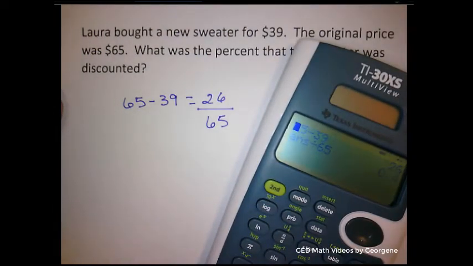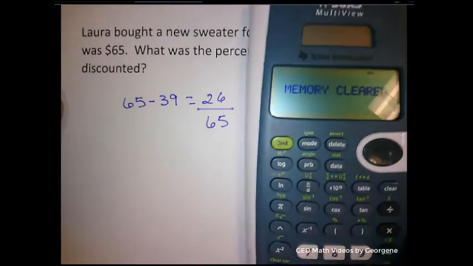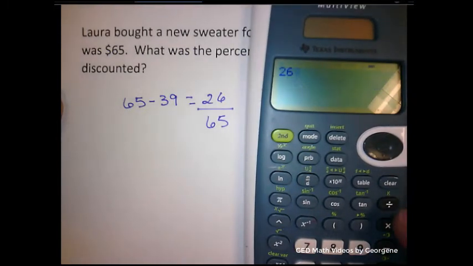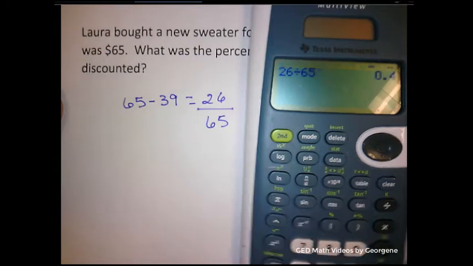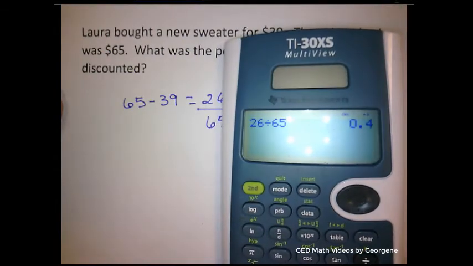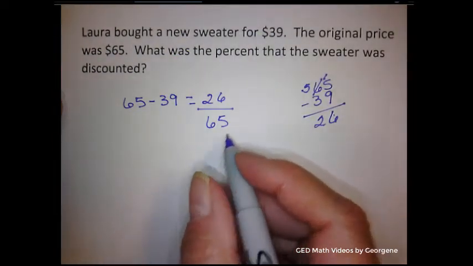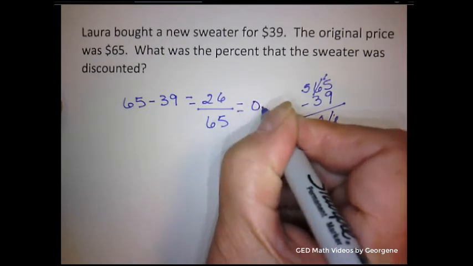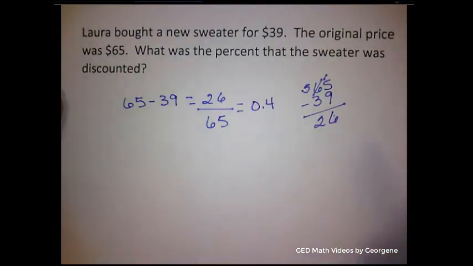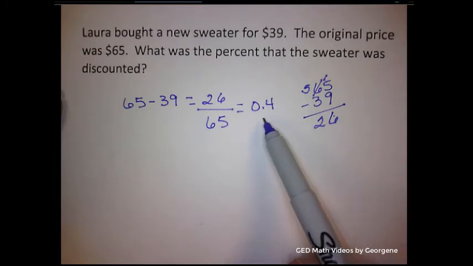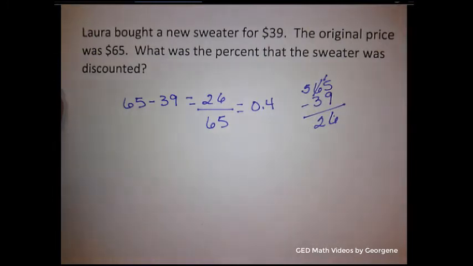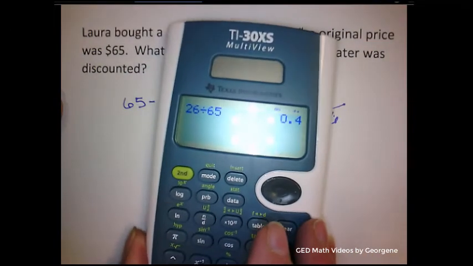Let's clear that off here. And let's take 26 and let's divide that by 65. And you'll notice that what we get is 0.4. Now there are a couple of things I want you to take note of, and I'm just going to put the 0.4 here. That 0.4 is not the percent. That is a decimal number. So we have to change that decimal number to a percent. Now, how are we going to do that? Well, I'm going to show you 3 ways. 2 of them will be without the calculator, but you can use the calculator to change that.